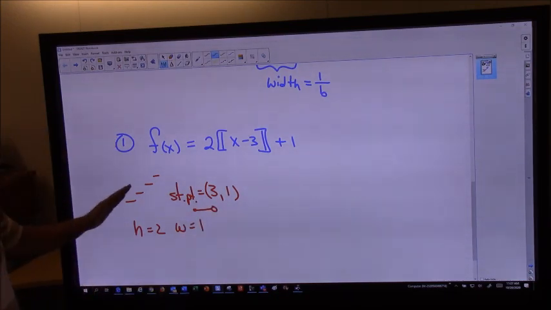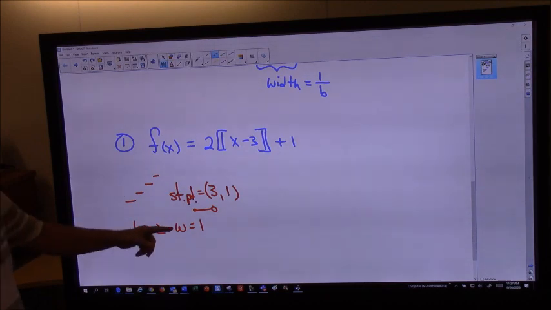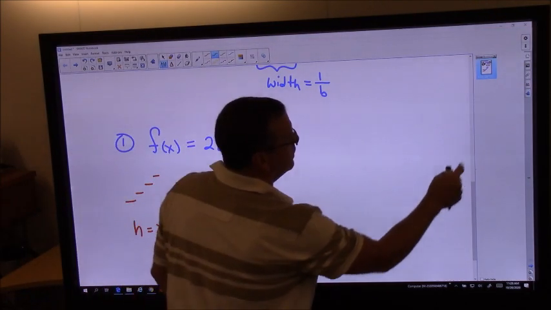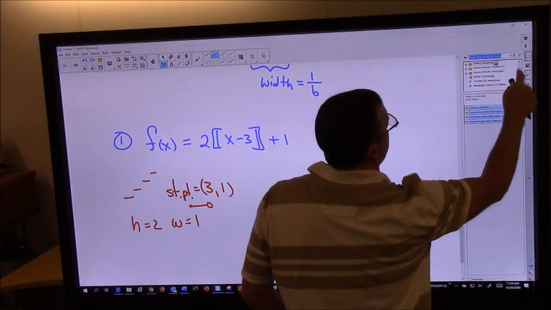Okay, so I know what the steps look like, I know what the height and the width are, I know where to start, and then I can go ahead and draw that open circle in there. So let me get a graph.